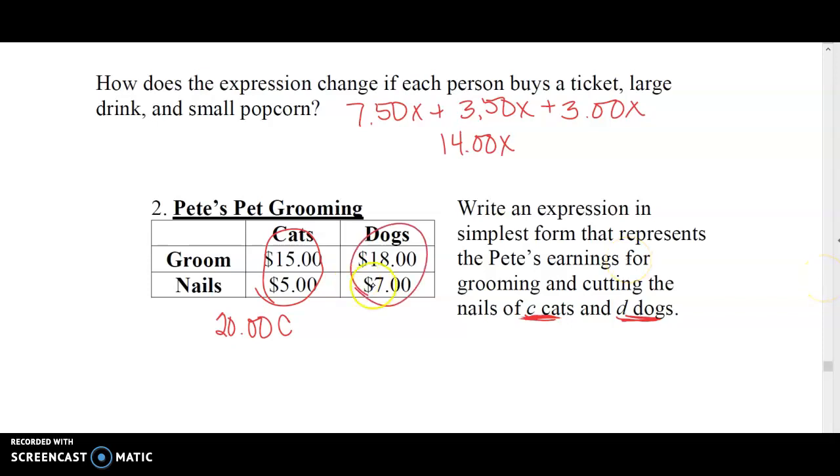So it's 18 and 7. So it's going to be $18 plus $7, which gives you $25 times however many dogs. It's asking for simplest form that represents his earnings. So altogether, how much did he earn? Well, he earned $20 per cat plus $25 per dog. You don't have to write the 0.00. You can just write it as 20C plus 25D. And that's in simplest form because you cannot combine those two terms.